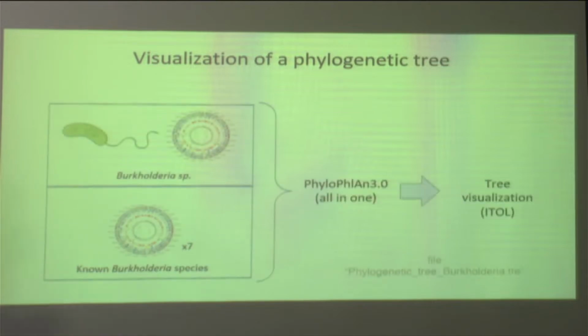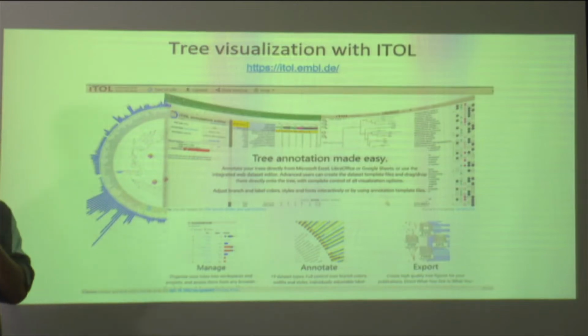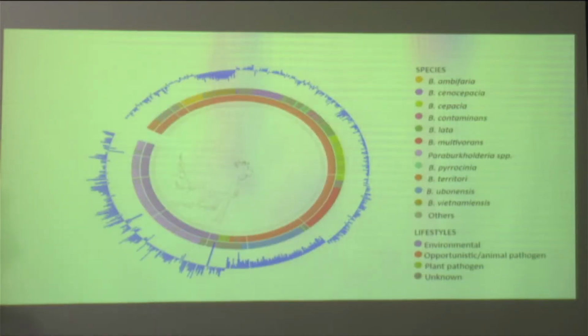Okay, we saw this. So I want to show you an example of a phylogenetic tree that I made, so you can see how beautiful these phylogenetic trees can end up. I just downloaded all the Burkholderia genomes available in the database, and I created a phylogenetic tree with PhyloPhlAn, and then I got the output, like the one that we have, and I loaded it in iTOL.